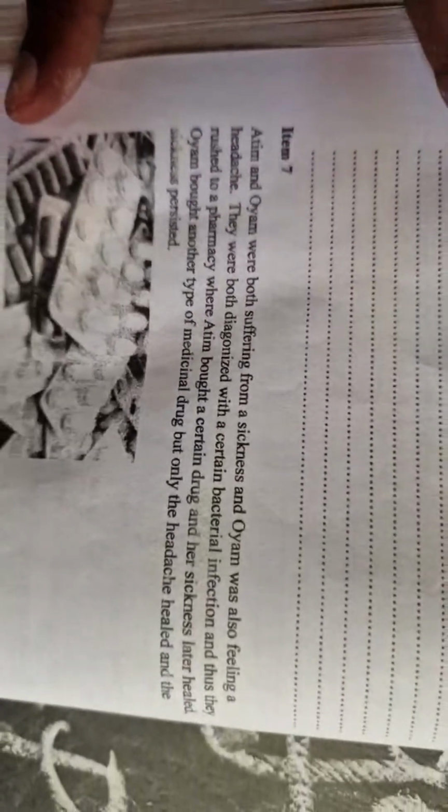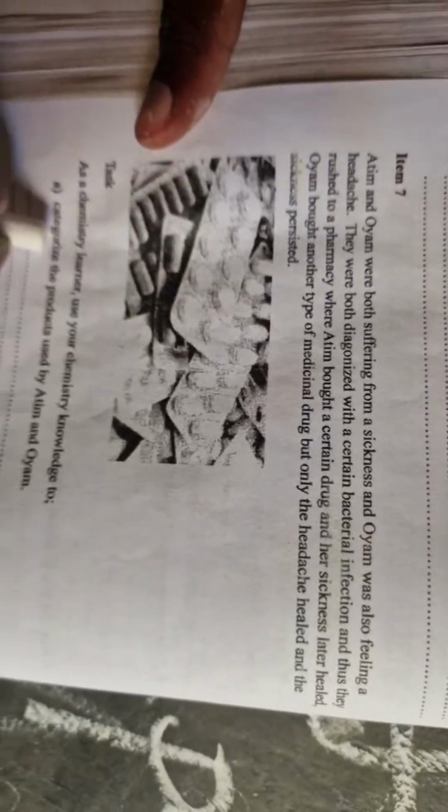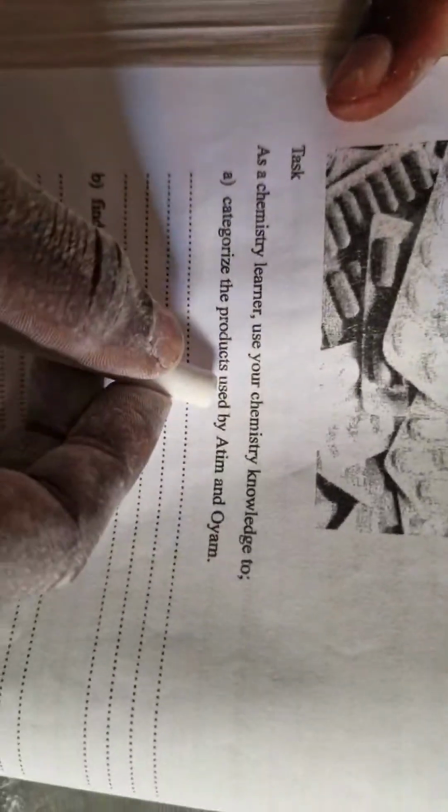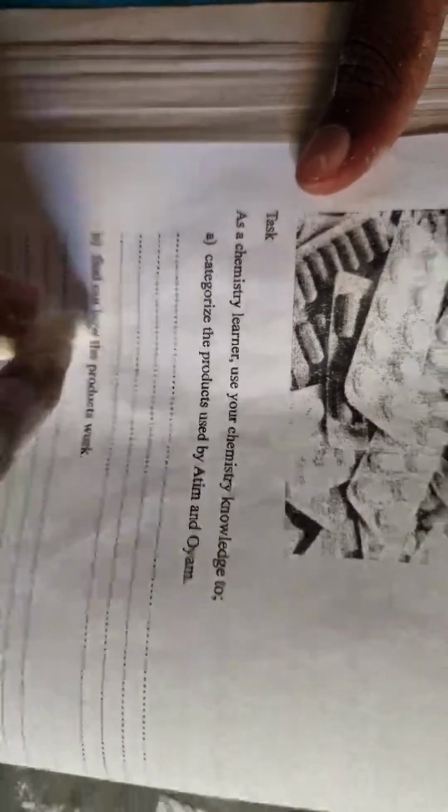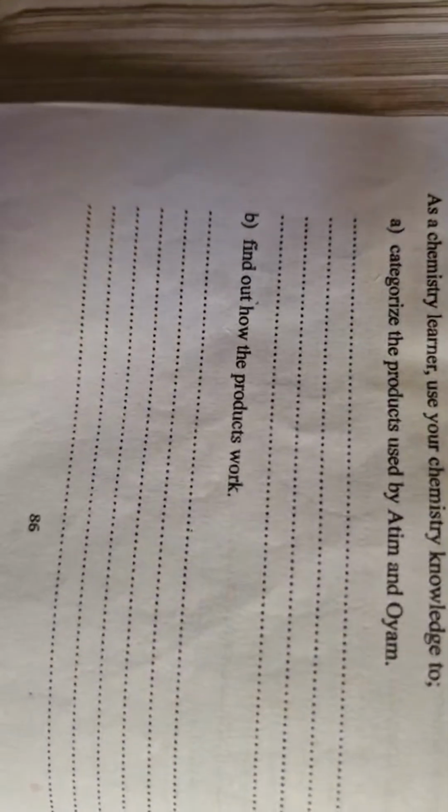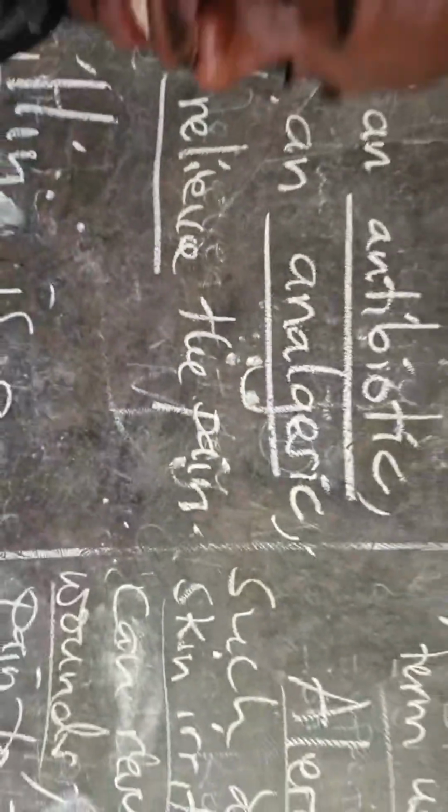Let me hope we are clear. So, they are saying that as a chemistry learner, categorize the products used by Atim and Oyam. Find out how the products work. I think we are clear. Let's try to respond to the scenario, to the tasks.